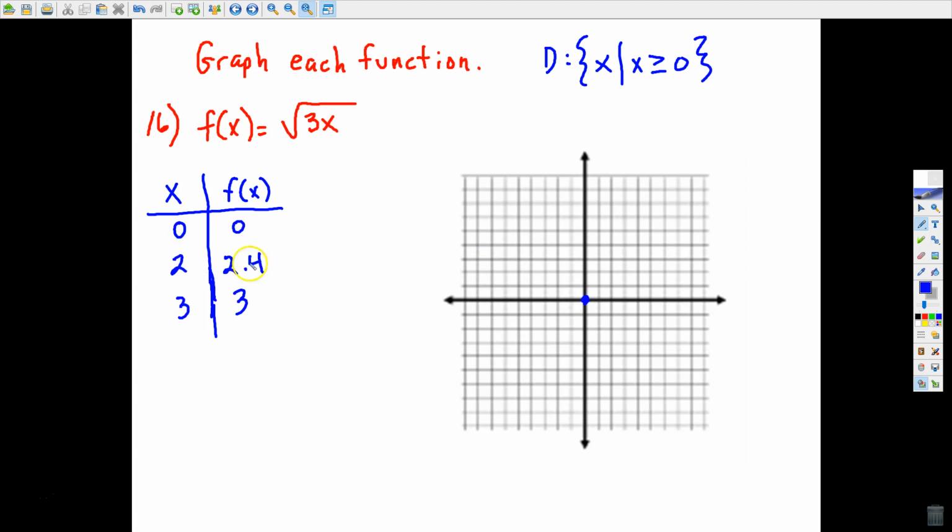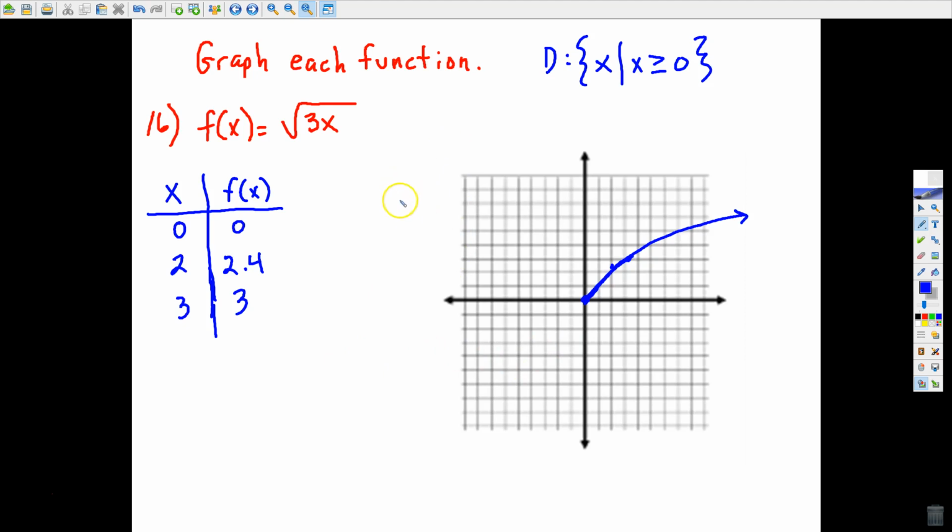Here's 0, 0. Here is 2, and then just about 2.5. 2.4, and then 3, 3. And we can use those. It'll go through those and then keep on going upward as we choose larger numbers. So it's got a curve to it. It's going to keep on getting bigger as the numbers for x get bigger.